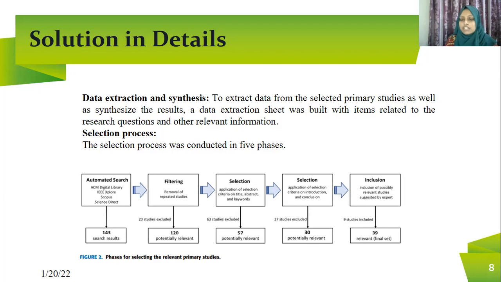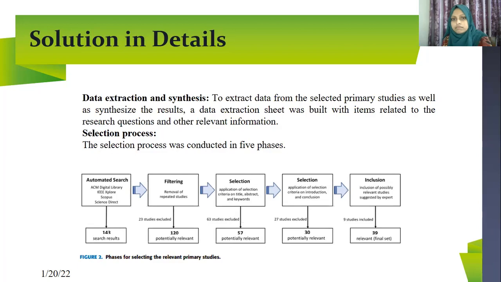The selection process has five phases. We see the automated search, and then filtering used for removal of repeated or duplicated studies, then application of selection criteria on title, abstract, and keywords, then selection based on criteria on introduction and conclusion, and then inclusion of possibly relevant studies suggested by experts.